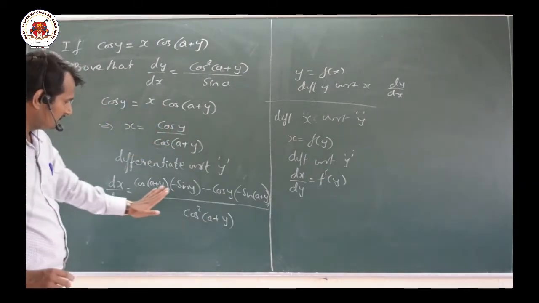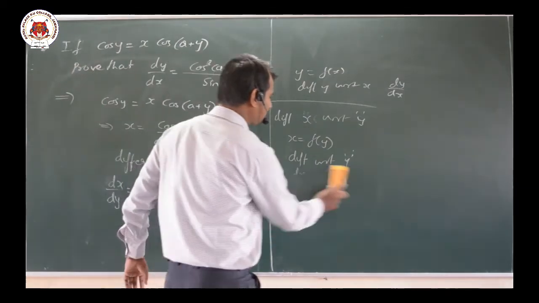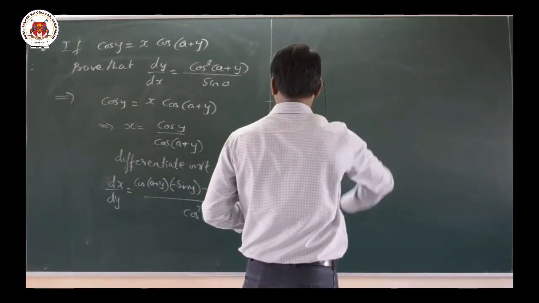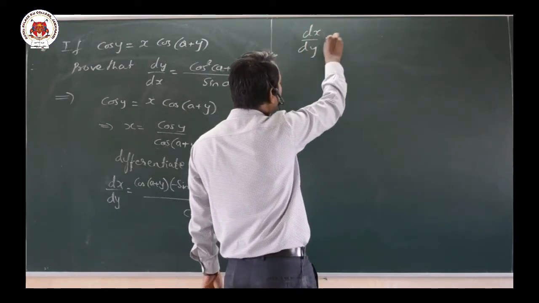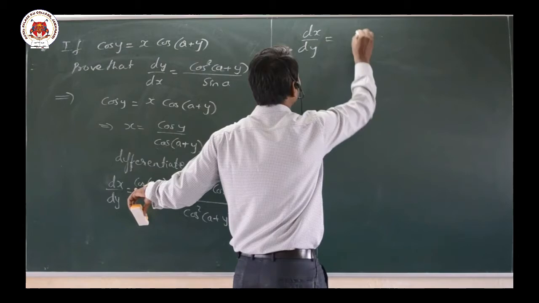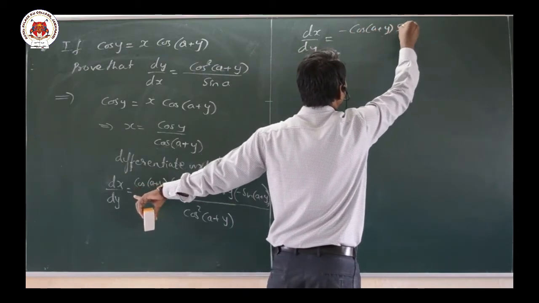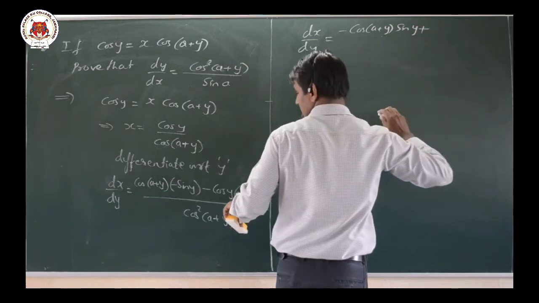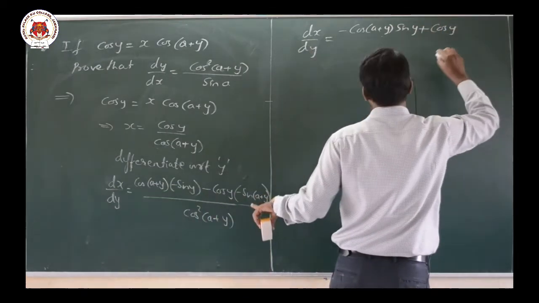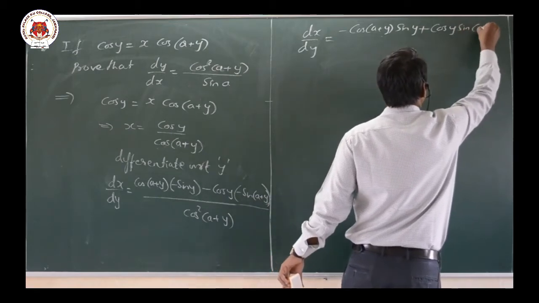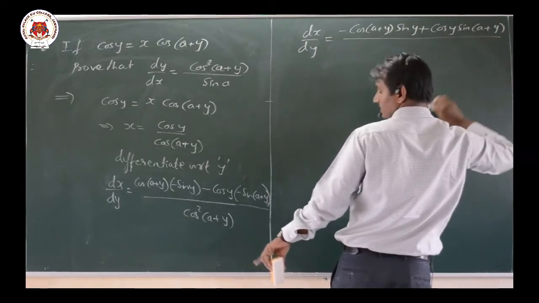Now I will add and subtract here. So what we get? Here we can observe that dx by dy equal to minus minus of cos of a plus y into sin y. Minus into minus we got plus here, that is nothing but cos y into sin of a plus y, whole divided by cos square of a plus y here.